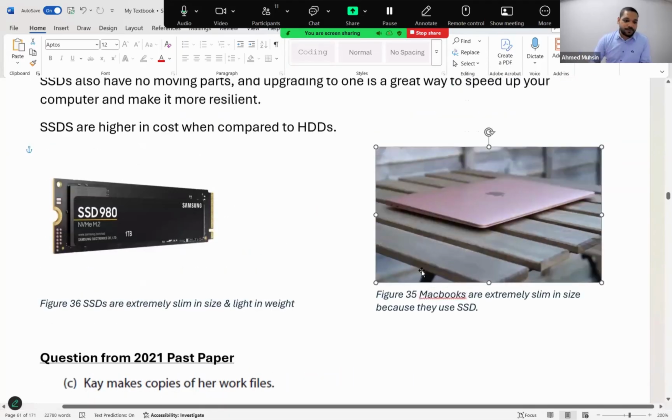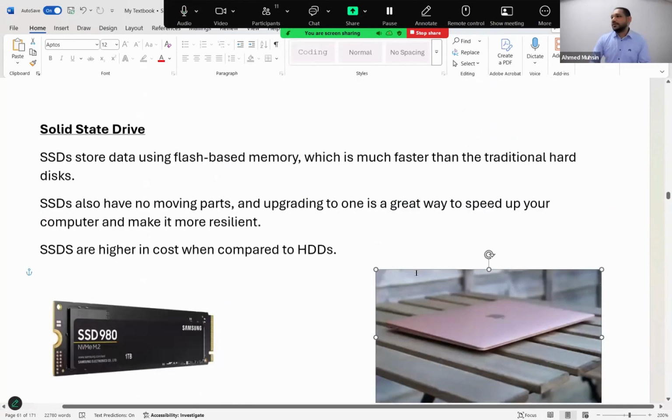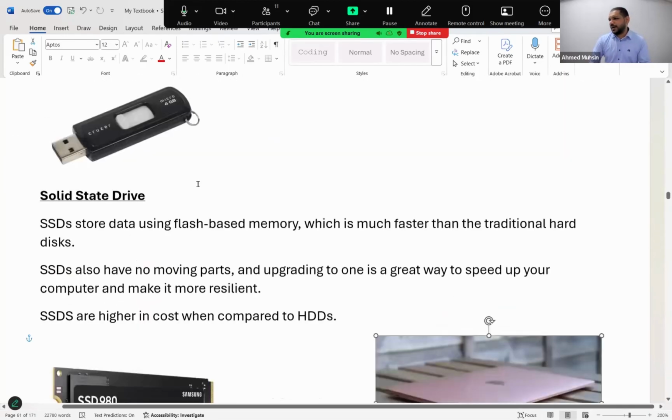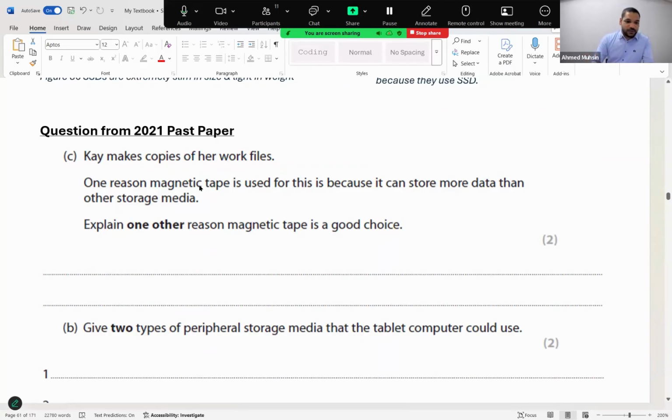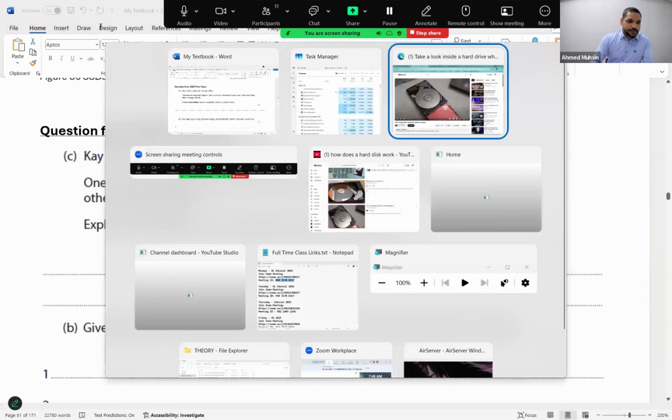Page number 61. One reason magnetic tape. Stop there for a second. Did we ever learn magnetic tape? We didn't learn magnetic tape, right? I taught you all magnetic disc. I never taught you all magnetic tape. Everyone have a look at this image over here.